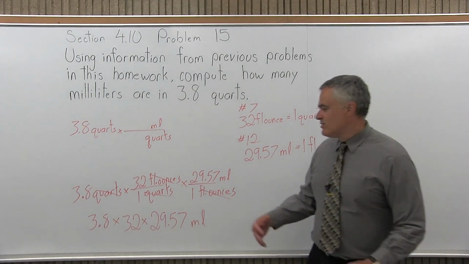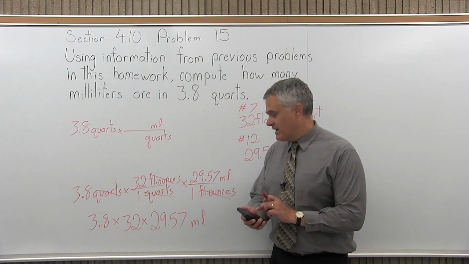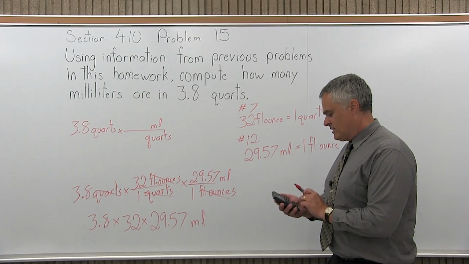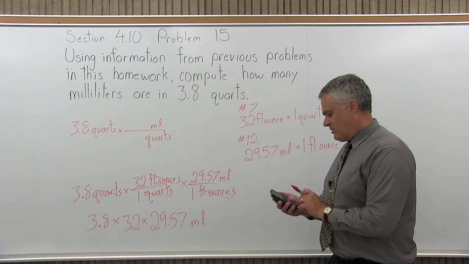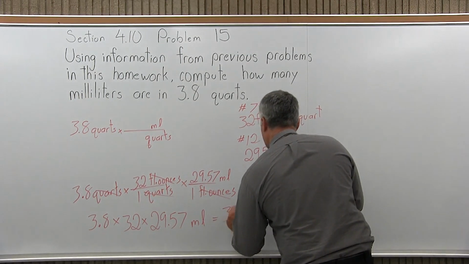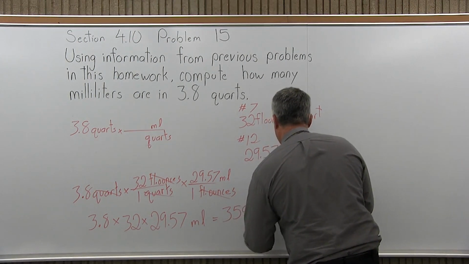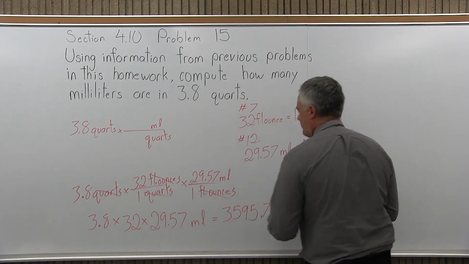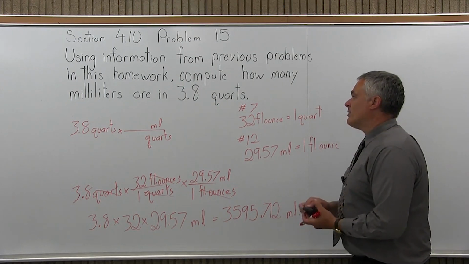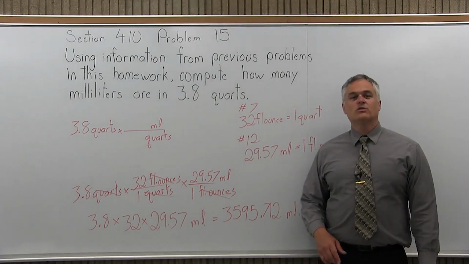That's a little beyond my ability to do in my head. And it would be very tedious to do out by hand. It could certainly be done, but with a calculator, it'll be a piece of cake. So I'll put in 3.8 times 32 times 29.57 equals, so the answer I get comes out to 3,595.712, and my units of measure are milliliters. So 3.8 quarts is equivalent to 3,595.712 milliliters.